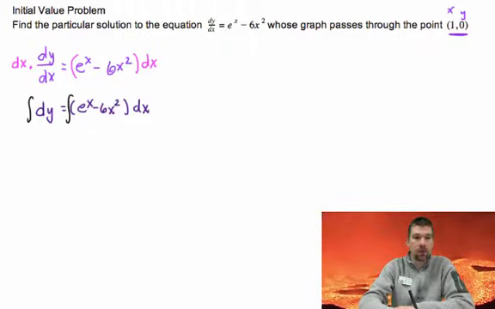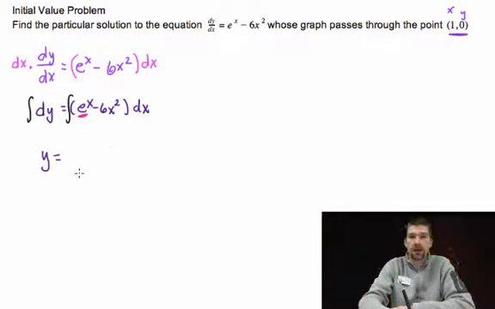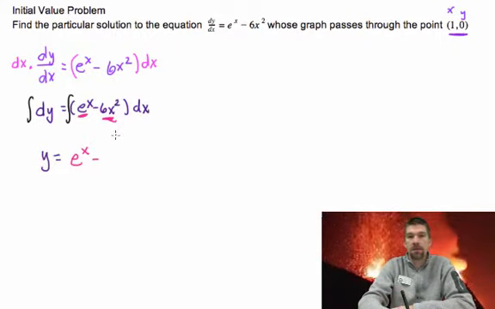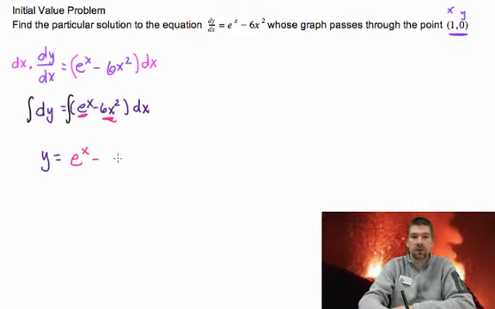variables. So when we do this integration, we're going to get y equals, and the derivative of what thing is e to the x? This is the easiest one to take the derivative of, because the derivative of e to the x is e to the x. Minus the derivative of what thing is 6x squared. Well, remember, when you take a derivative and you have exponents, you subtract one from the exponent. So what we're going to do is add one to the exponent.